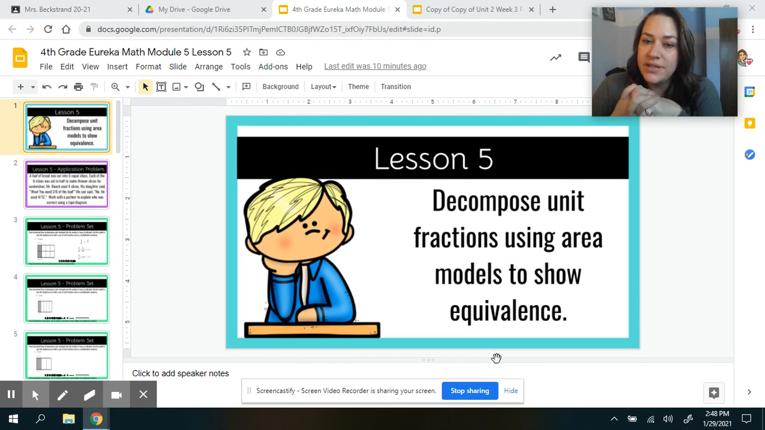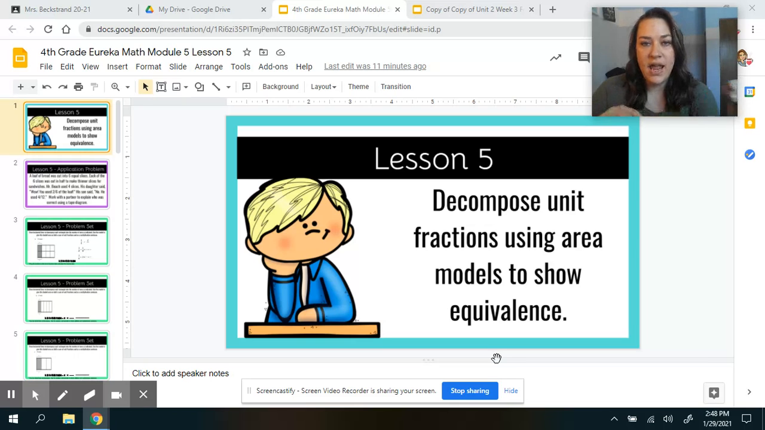Our objective for this lesson is I will be able to decompose unit fractions using area models to show equivalence. So remember, decompose means we're breaking things apart. So we're breaking our whole apart into fractions. Area models we use for all sorts of different math strategies. And with fractions, we're going to use this to show equivalence, which means equal.